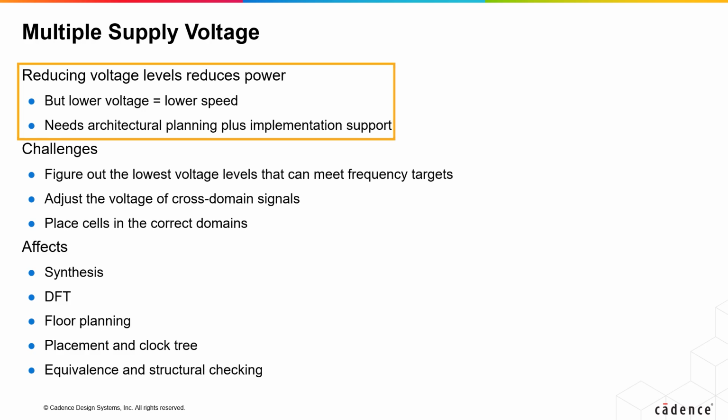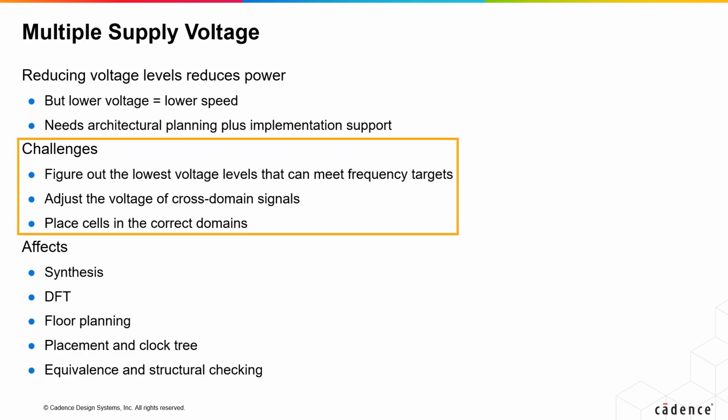Reducing voltage levels reduces power and speed, but architectural planning and implementation methodology support is required. So how do we determine the lowest voltage levels that can be used to achieve frequency targets? How can we verify the implementation of the voltage domains, level shifters, etc.? And also, how can we meet our time to market schedule while doing this?